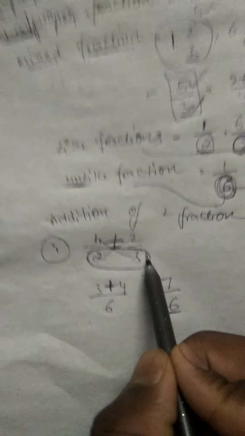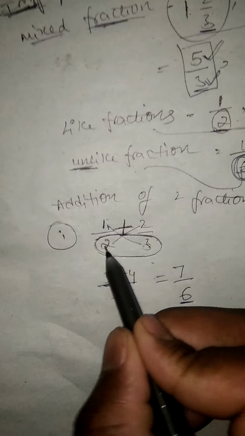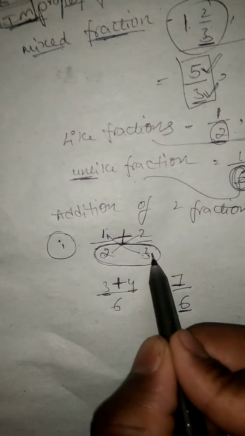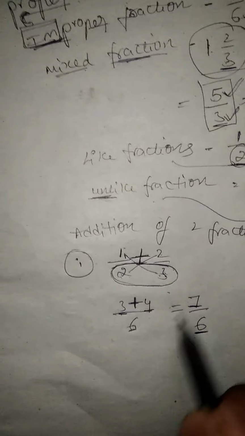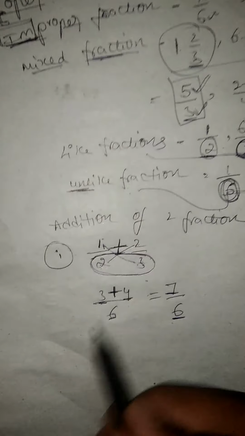Here 2 and 3 are not equal, so we have used this method. Here cross multiplication. 3 into 1, 3. 2 into 2, 4. 3 plus 4, 7. 2 into 3, 6. By this we can get this addition when the denominators are not like. Now comes the second method.